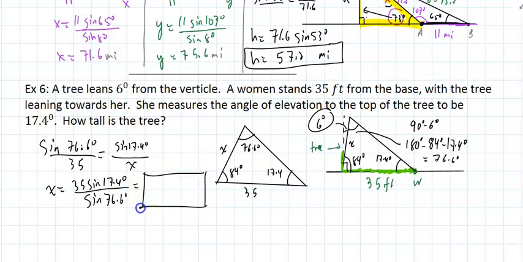the feet, the height in feet. And if I get my calculator, 35 the sine of 17.4 divided by the sine of 76.6, and it is 10.8 feet. That's how tall that actual tree is. One more problem to go.